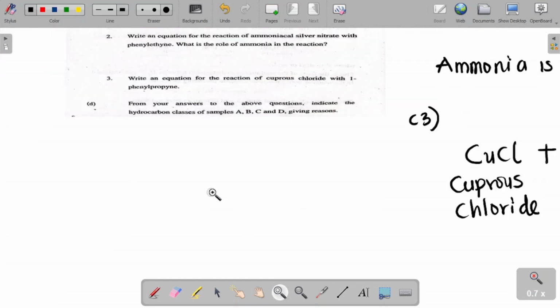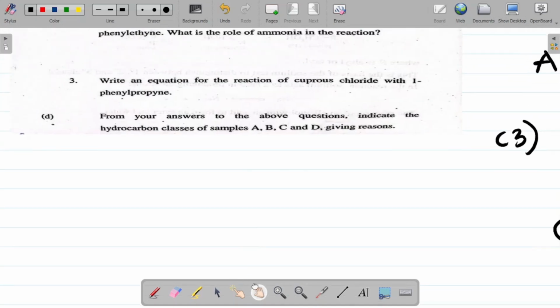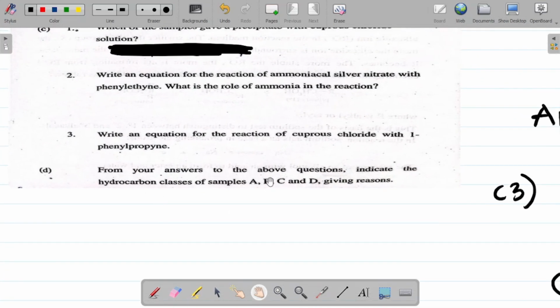Now, our final question here is 3D. 3D says from your answers to the questions above, indicate the hydrocarbon classes for samples A, B, C, and D, giving reasons. That means for sample A, tell us if it's an alkane, an alkene, an alkyne, or a benzene, that's an aromatic. Same thing with samples B, C, and D. They are telling you to identify which of them is an alkane, which is an alkene, which is an alkyne, and which is an aromatic, which is benzene, of course. And they say you should give reasons for this. We'll treat this one in our next video.